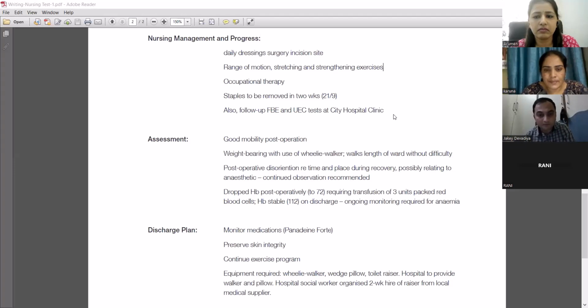Okay, ma'am, the thing mentioned in the assessment is post-operative disorientation regarding time and place during recovery. What I understood is that just after the surgery, the patient was disoriented for a while only. Yes. Still it's required, because the patient can again go into the disorientation phase, ma'am. Here it is written continued observation recommended. So this tells that the nurse at the nursing home needs to monitor continuously for the orientation status.